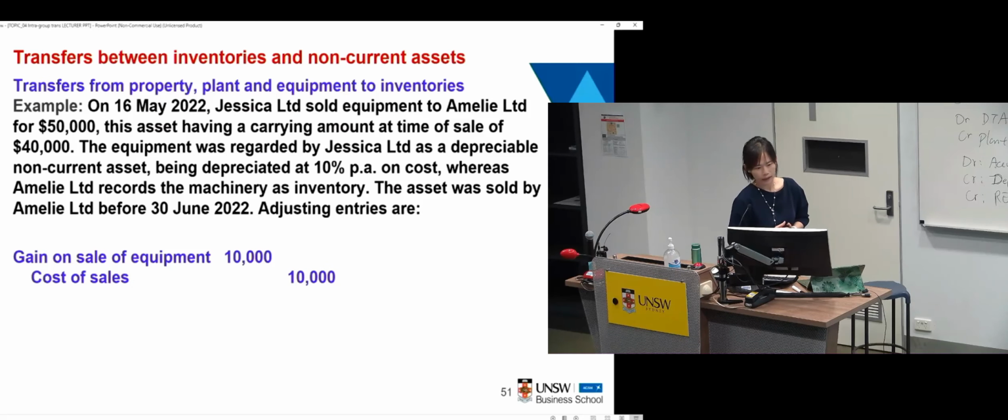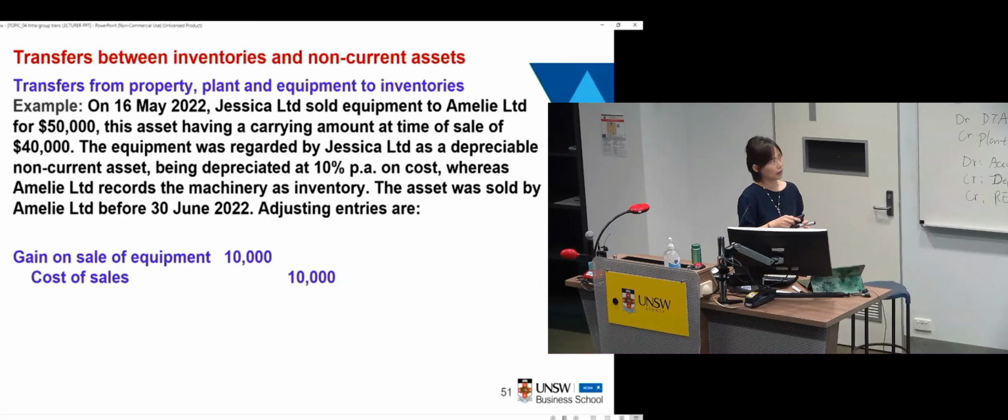Okay. Now then moving on to the second type. So this scenario is actually rather simple, from PPE to inventory. But I will extend this question a little bit more later, okay? Make some variation. Now, let's look at the example here. We got 16 May 22. Jessica sold equipment to Amelia for 50,000. Now, these assets having a carrying amount at time of sale of 40,000, which means Jessica as a seller recognized 10,000 gains on sale, right?